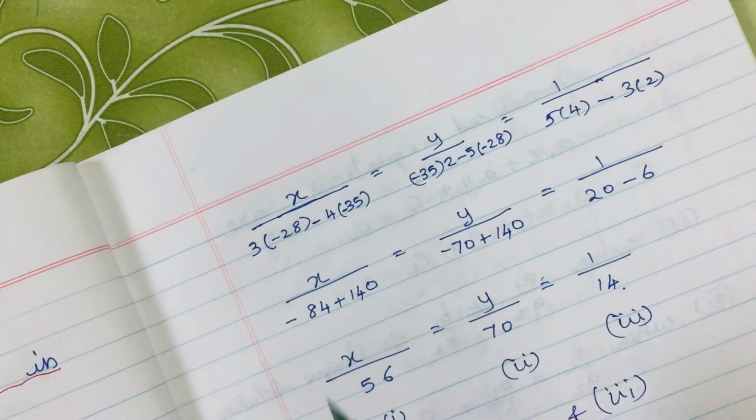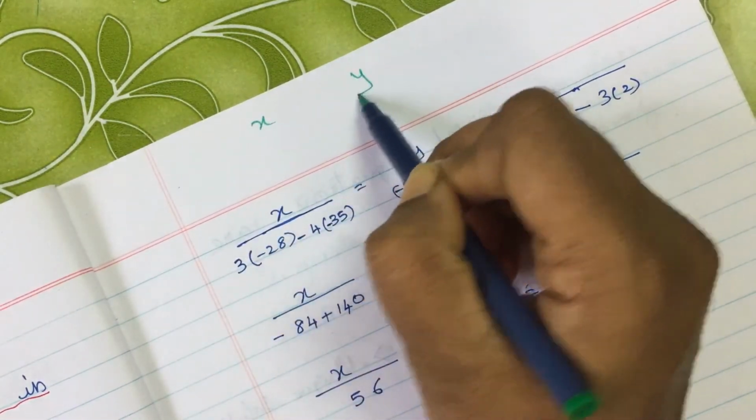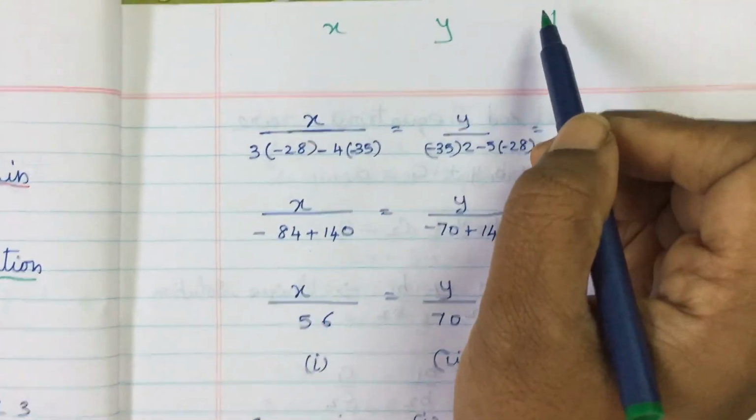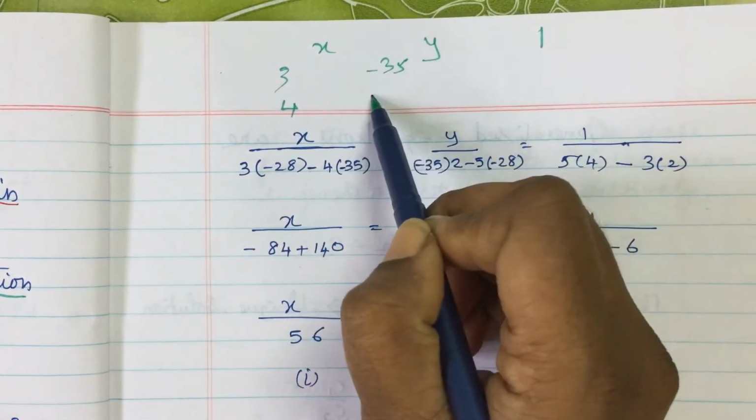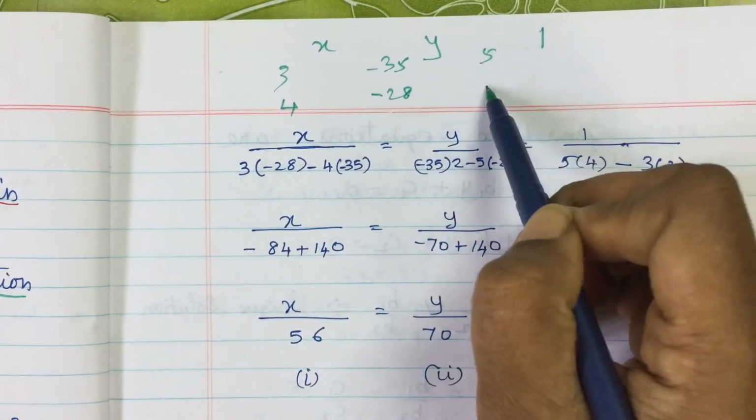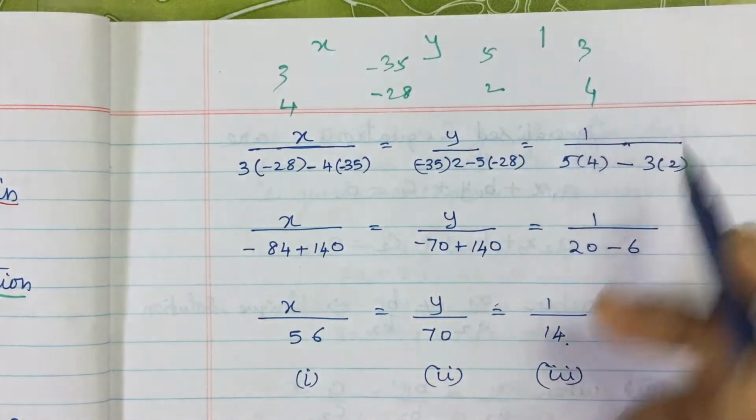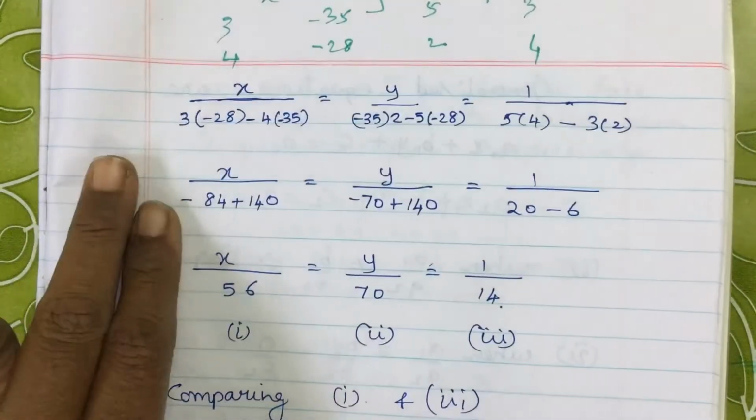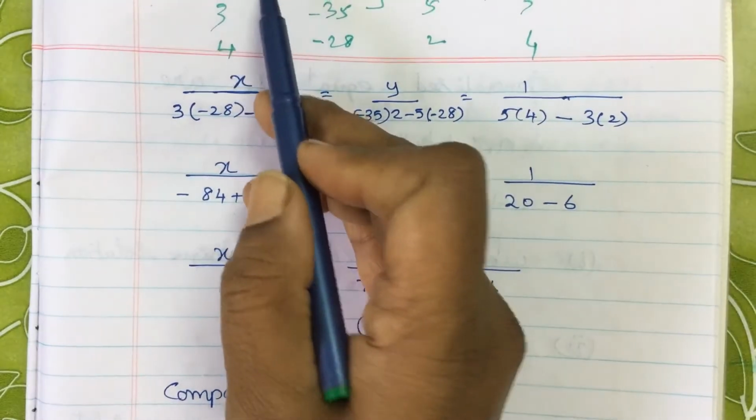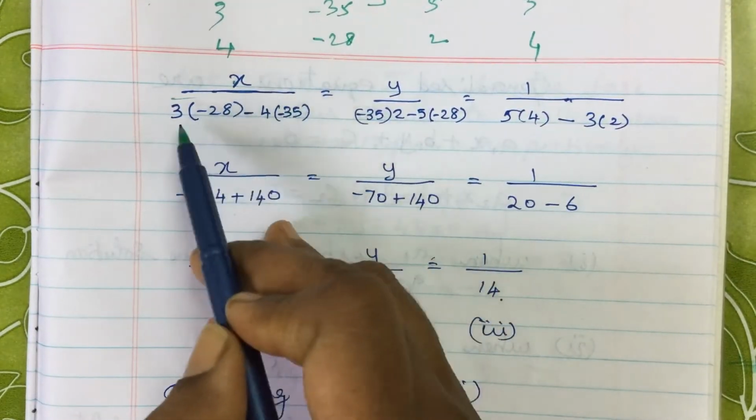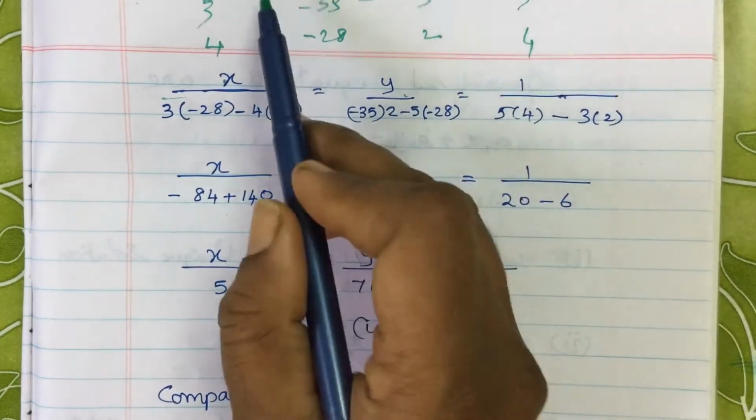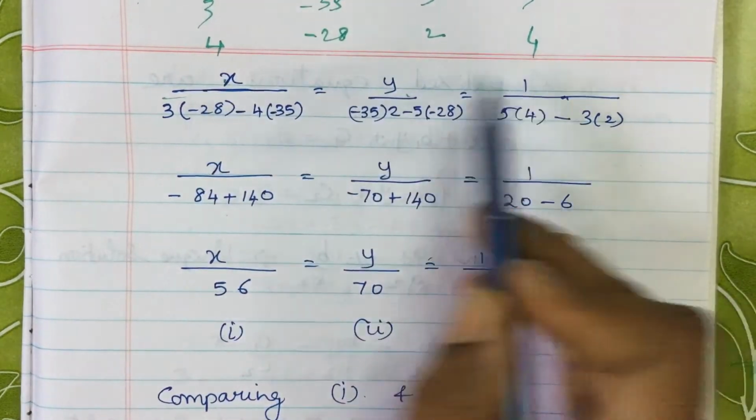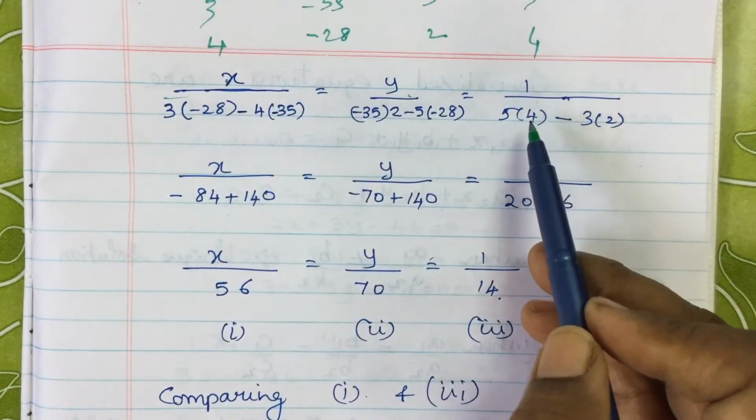So for reference purpose I am writing it again. X, y, 1, right? 3, 4, minus 35, minus 28, and this is 5, this is 2, this is 3 and 4. Okay. So for cross multiplication what you have to do, you have to write this x by, you leave the space empty, equal to y by, equal to 1 by. All the top numbers should come in the numerator. X by something, y by something, 1 by something.